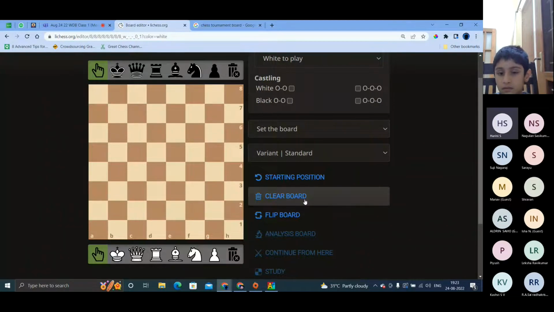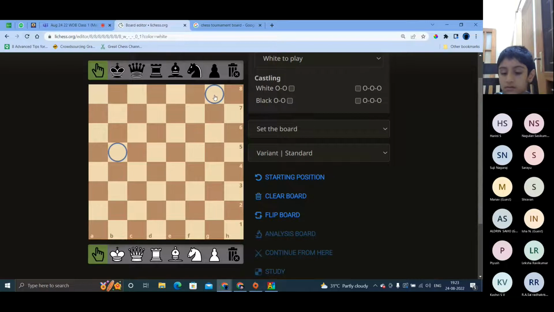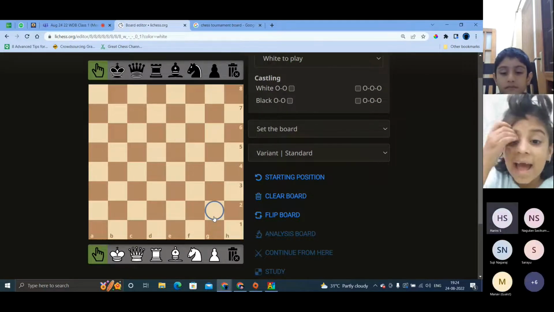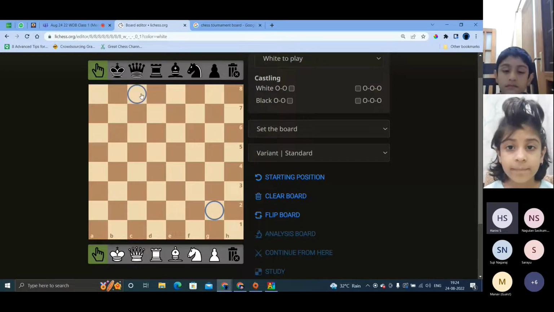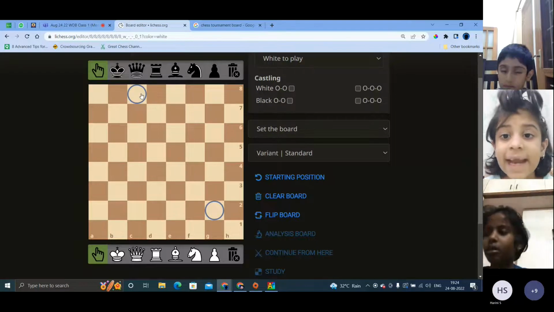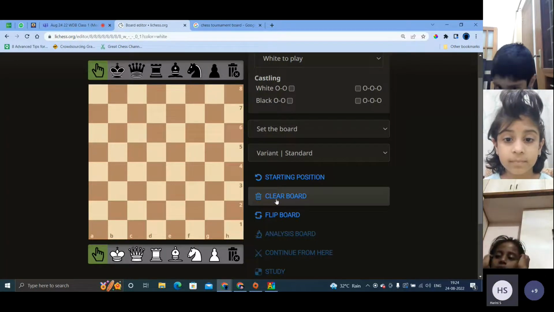Next, Leksha, can you try for this? B5, ma'am. B5. This one? G8. Okay, very good. Kashvi. This one? Yes, ma'am. So how do we name this square? G2. Very good, G2. So how do you name this? C8, ma'am. Very good, super.